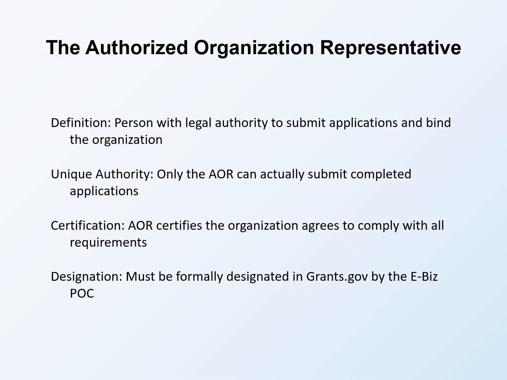Designation must be done formally within Grants.gov by the e-business point of contact. AOR authority is not automatic. Someone must actively designate which individuals have this authority for your organization. If no one is designated, or if the designated person has left the organization, submission is impossible.